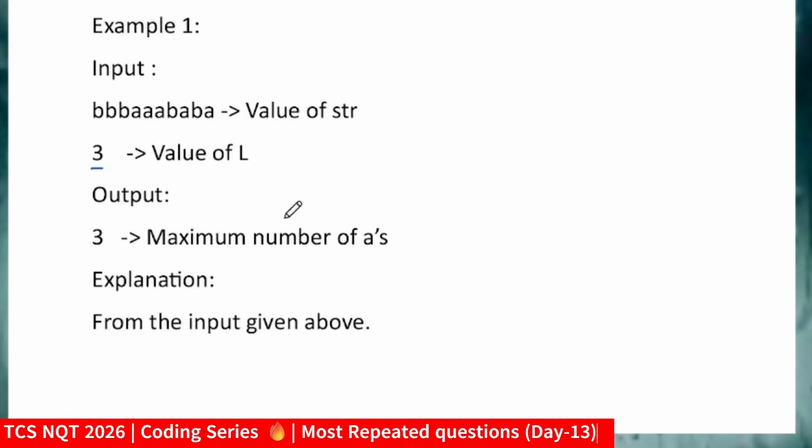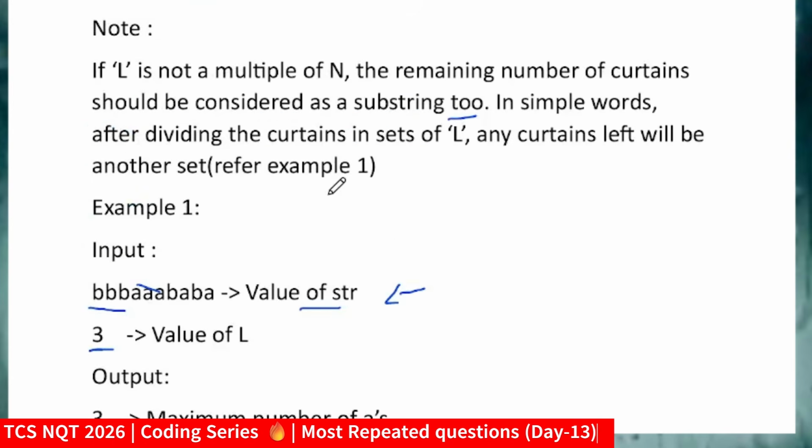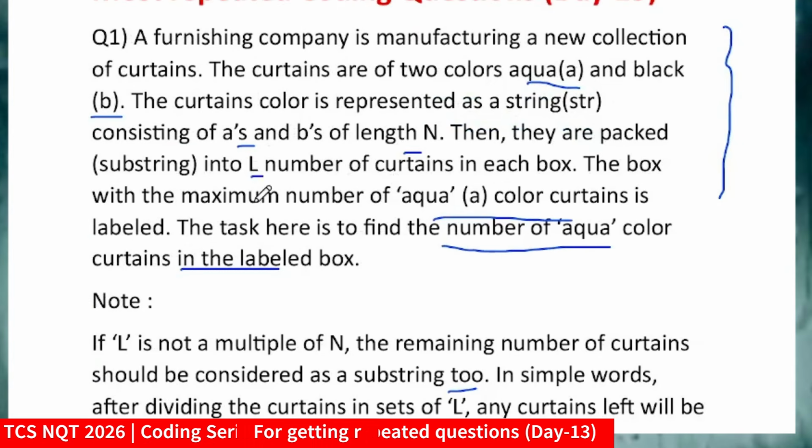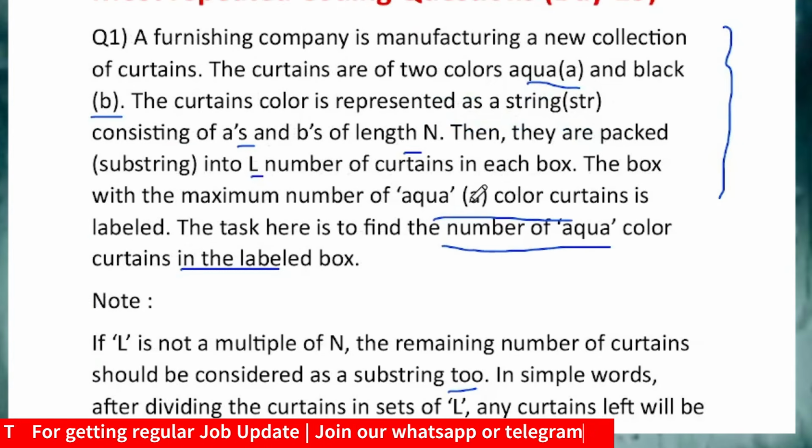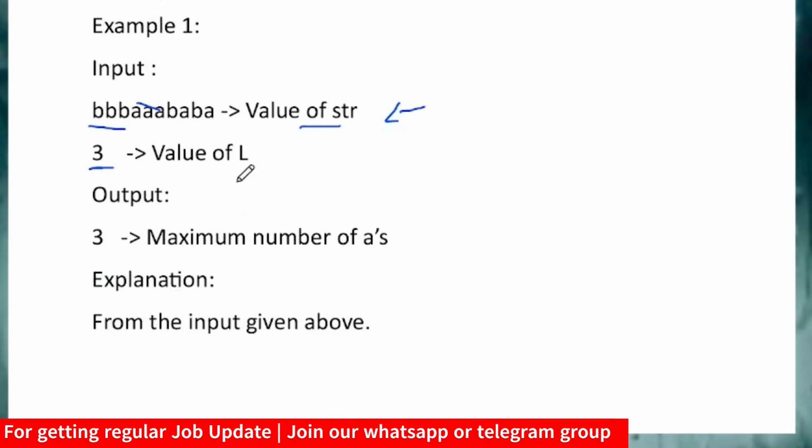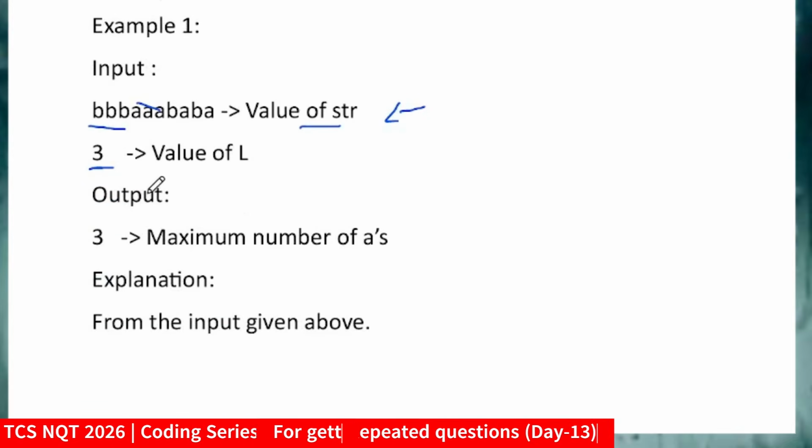For example 1, the input is BBB, then AAB and ABA. This is the string that you have to take as input. Now the value of L is 3. I have already said that L denotes the number of curtains in each box. Curtain means पर्दा, meaning the number of curtains in one box that they are giving. For the output, you basically have to print the maximum number of A's, that is, the maximum count in a repeating substring. That is the gist of the question.